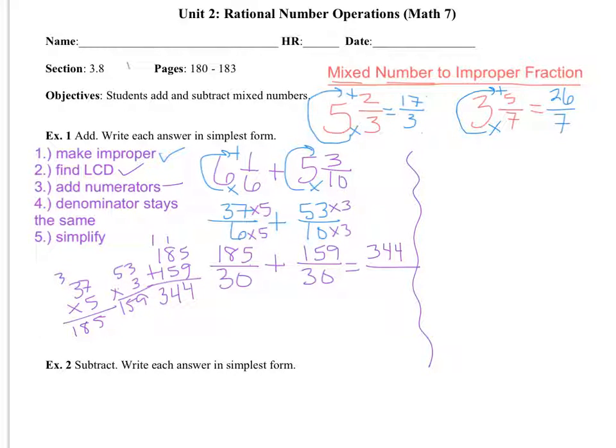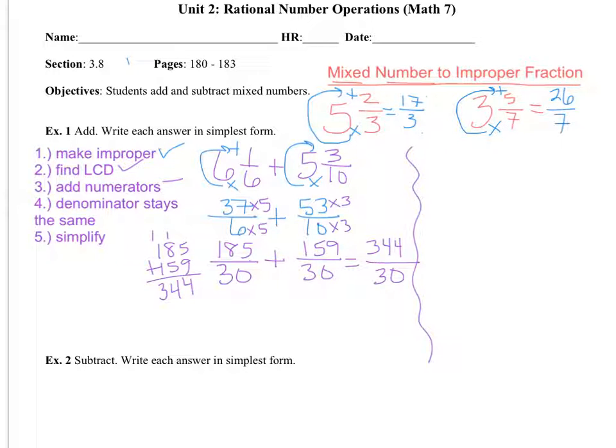So we add our numerators. Now we're ready for the denominator. We went through all that work to get our denominator. We don't want to lose it. So we have 30 in our denominator. Now we have a pretty ugly problem here because, wow, that's very improper. So we got to make it a mixed number.